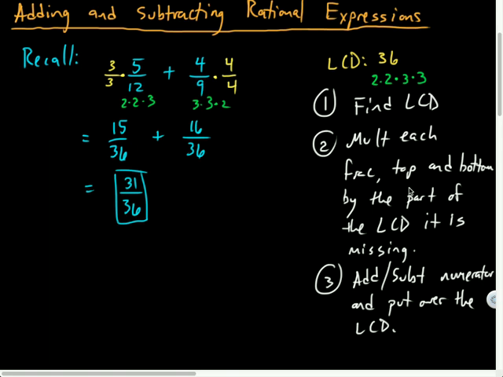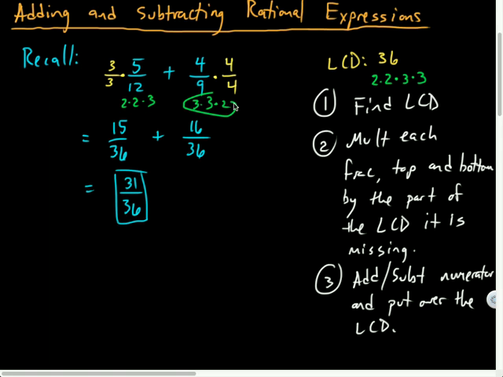And now what do I do? I multiply each fraction top and bottom by the part of the LCD it's missing. What do I mean by that? This one has 2, 2, and 3. Here's the part of the LCD it's missing: 3 over 3. Okay? I know this is not at all necessarily how you'd think about adding fractions. It is how we will think about adding rational expressions, though. So I'm just trying to bridge some conceptual understanding.